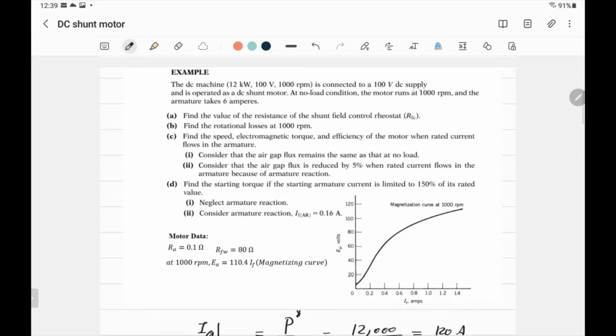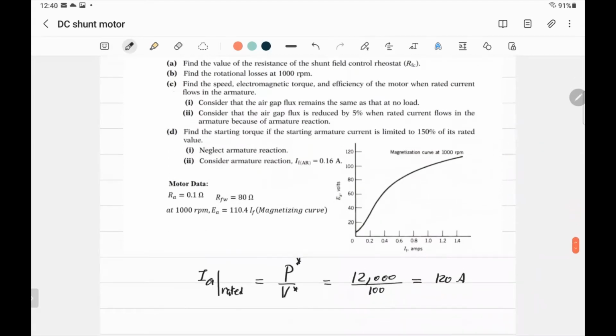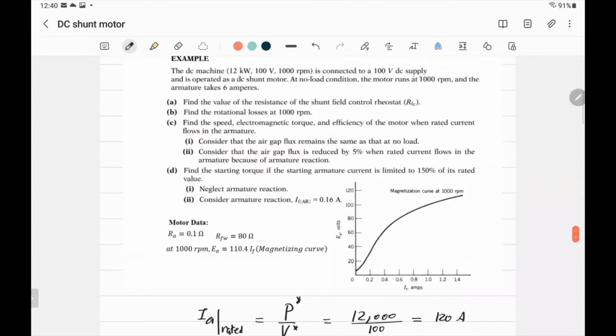That's the fixed one. It's rotating. There are bearings, windage, things like that. But if you have load, the current starts to increase. So at no load, it's supplying the core and the rotational loss. Okay. Let's now go to the problem.